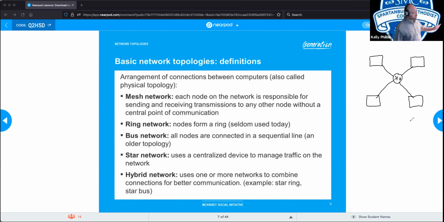Or excuse me, it terminates the signal. Apologies. All right. So star network. It utilizes a centralized device right here, which would be a switch or a hub that is individually connected to each node on the network.